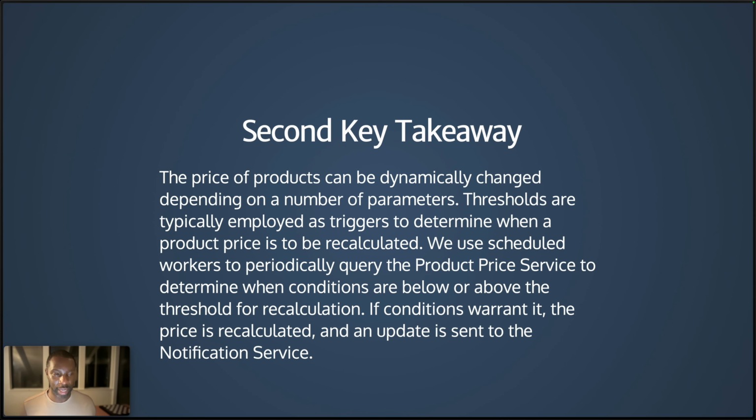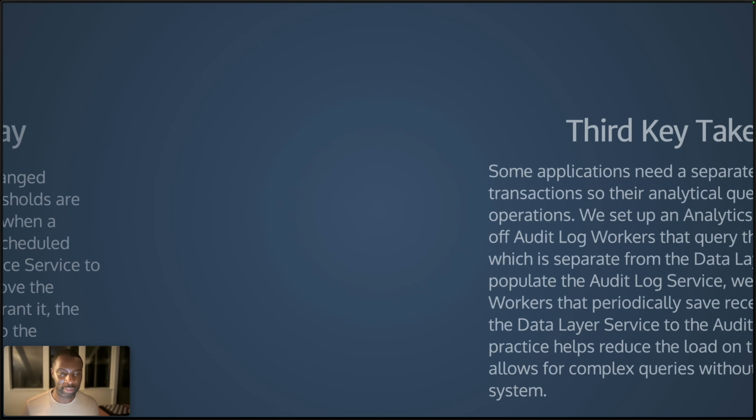Second key takeaway: the price of products can be dynamically changed depending on a number of parameters. Thresholds are typically employed as triggers to determine when a product price is to be recalculated. We use scheduled workers to periodically query the product price service to determine when conditions are below or above the threshold for recalculation. If conditions warrant it, the price is recalculated and an update is sent to the notification service.